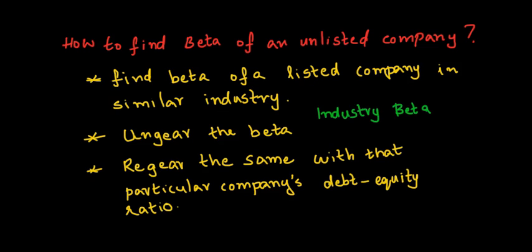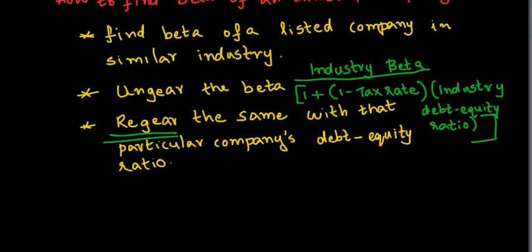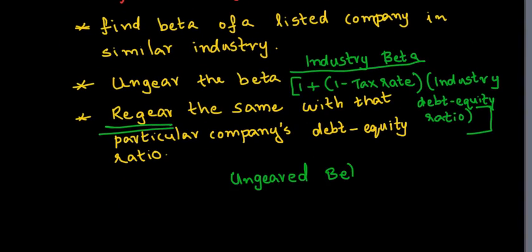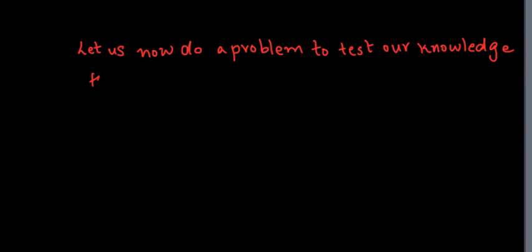Ungeared beta is equal to industry beta divided by 1 plus (1 minus tax rate) into industry debt equity ratio. Geared beta is equal to ungeared beta divided by 1 plus (1 minus tax rate) into debt equity ratio. Let us now do a problem based on the knowledge we have gained till now.